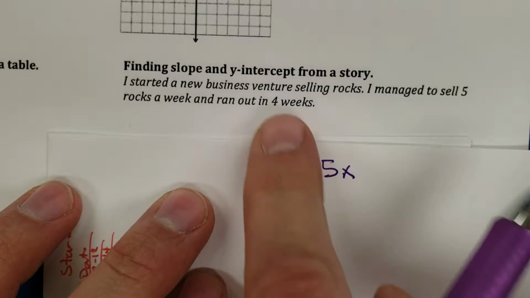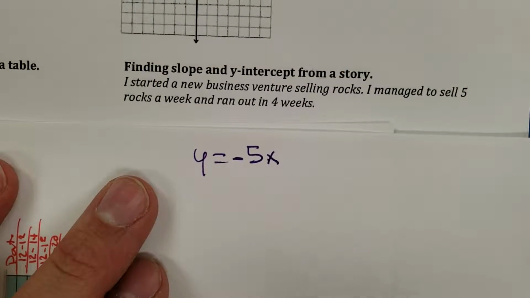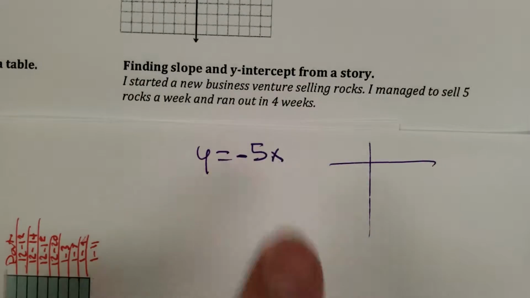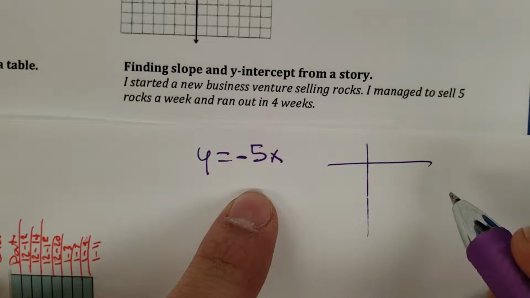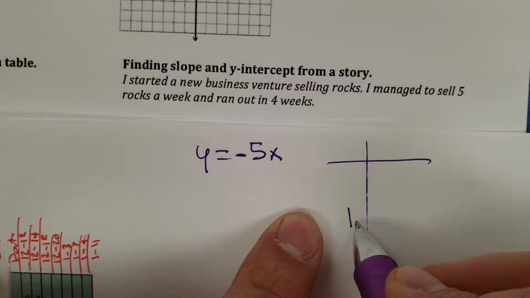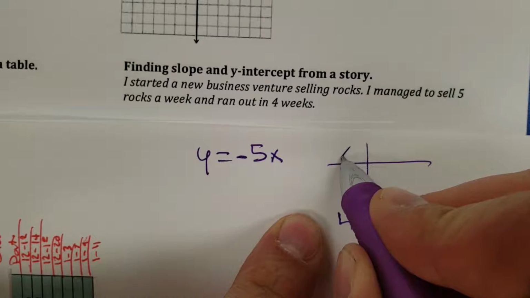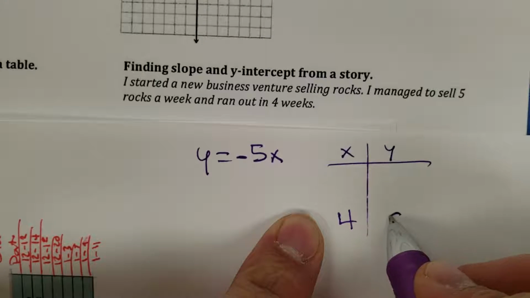Okay, now I ran out in 4 weeks. What in the world does that mean? Let's make a table. Maybe we might need to make a table for this one. Ooh, this one's a tricky one. I thought I made myself an easy problem, but obviously I did not. Okay, so we're losing 5 a week. So watch this. At week 4, I'm going to say this is x and this is y. At week 4, I ran out.